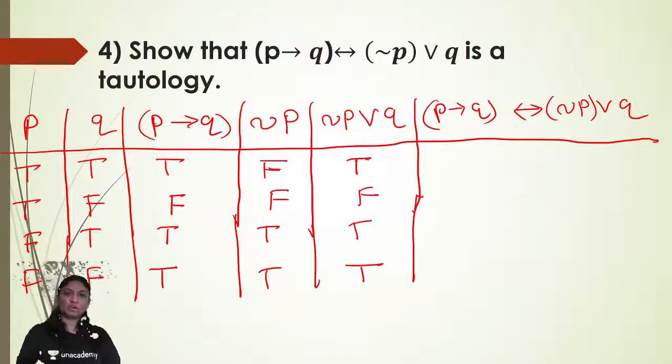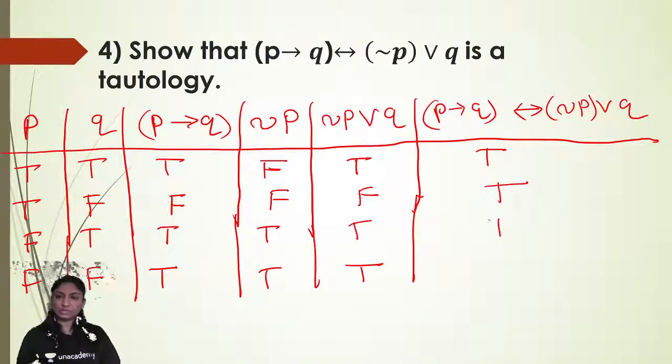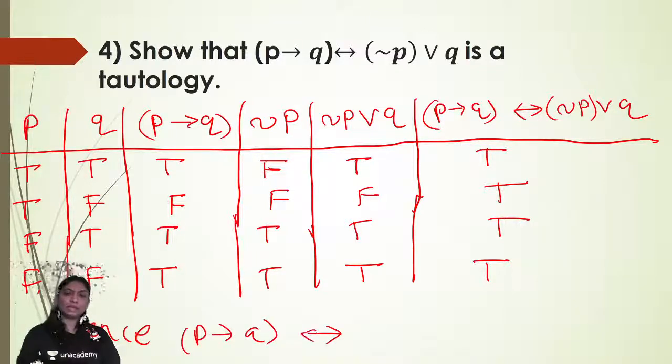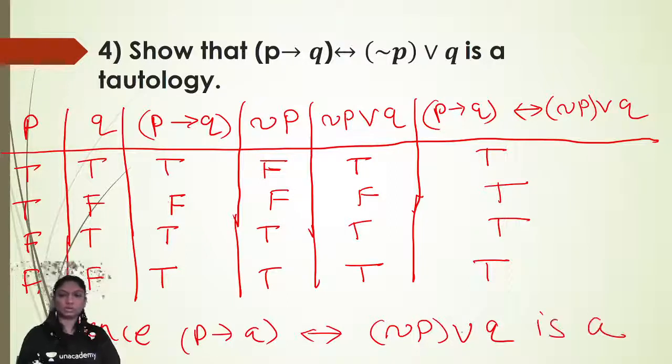So both are true, then it is true. Both are false, then also it is true. Both are true, then it is true. Both are true, then it is true. So the truth values of the given statement are true. All the truth values are true. Therefore, it is a tautology. Hence, P implies Q double implies negation of P or Q is a tautology.